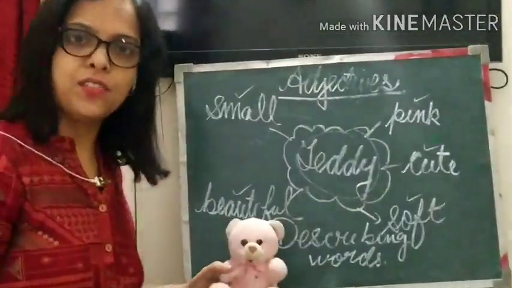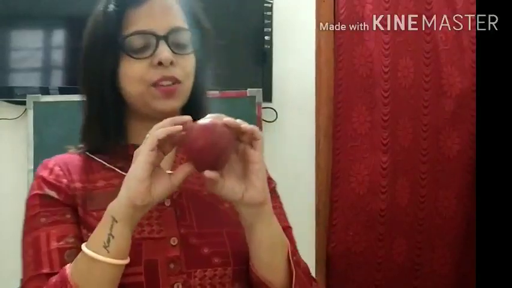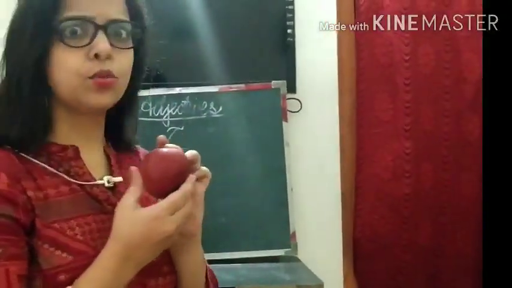Let's see another example. Okay, see what I've got. I've got an apple. So as you can see, this is an apple. So can you describe this apple? This is a red apple. This is a sweet apple. This is small or big, whatever. Let's say this is a small apple.